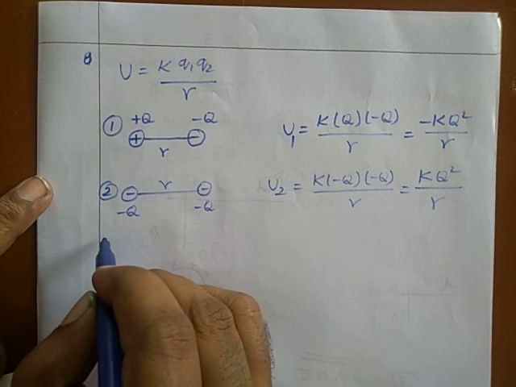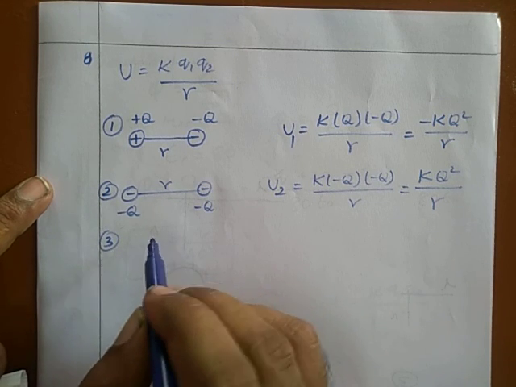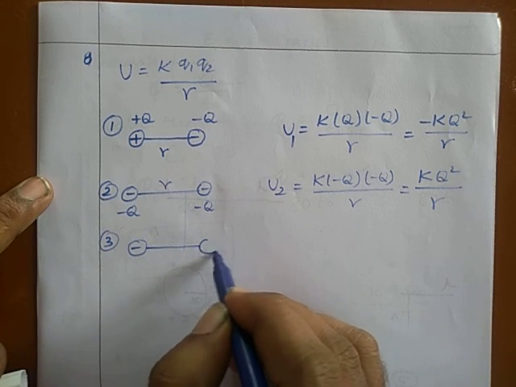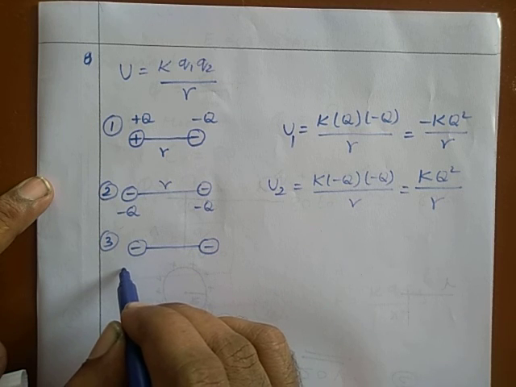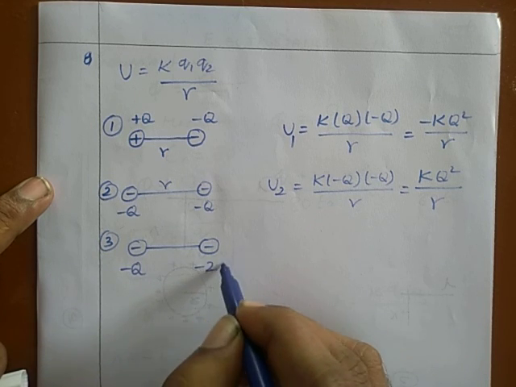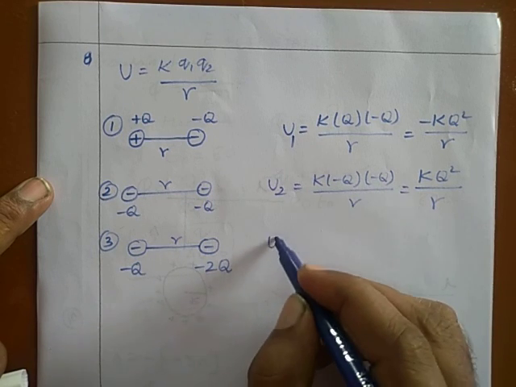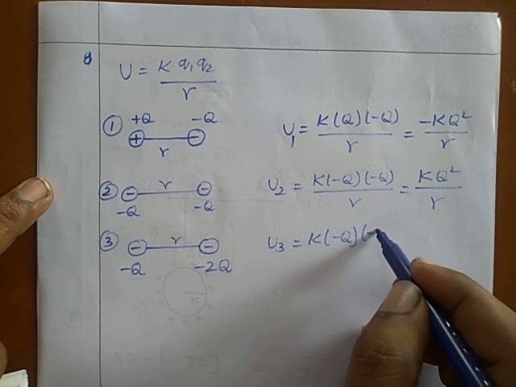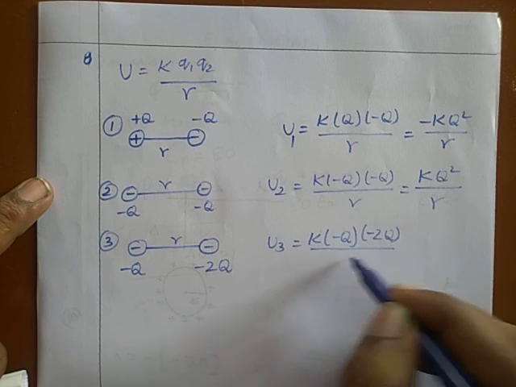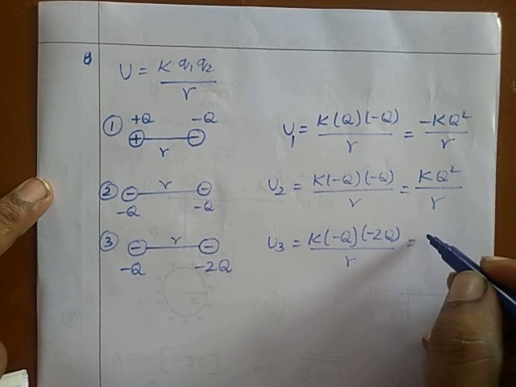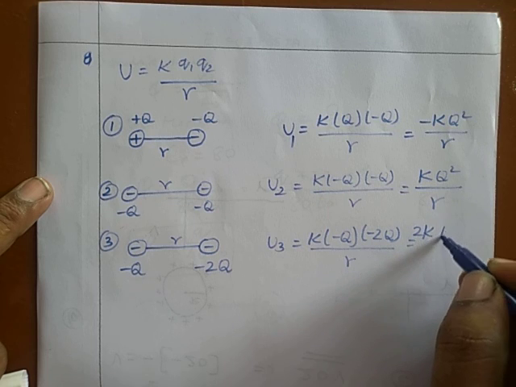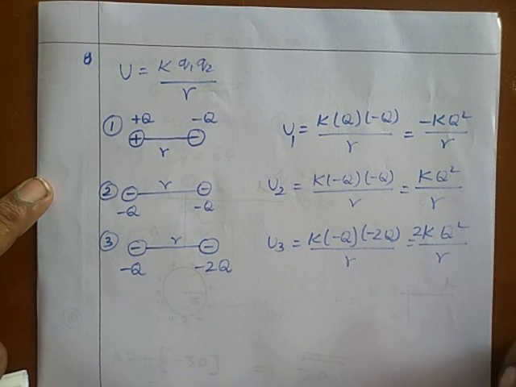Then for the third case, here also minus, the value is minus Q, and here it is minus 2Q, same distance. For this case, U3 is equal to K, minus Q into minus 2Q, divided by R. Okay, for this case we get minus minus plus, so 2K Q square by R.